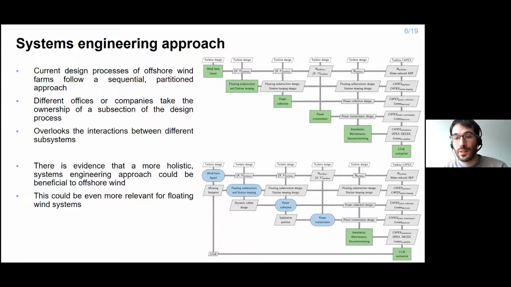At the same time, there is also growing evidence that the design of offshore wind farms could benefit from a more holistic systems engineering approach that allows to account for the interaction between different subsystems, and possibly in the end to obtain a larger reduction of the levelized cost of energy. And this could even be more relevant for floating wind farms due to the tighter coupling between the many subsystems that are embedded in floating power plants.